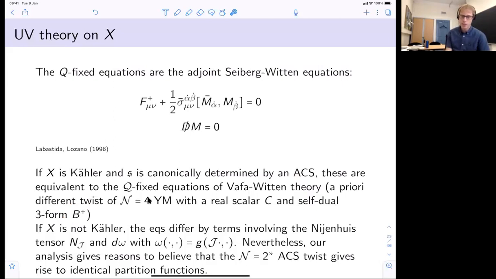If X is not Kähler, then one can relate the equations or compare the differences, and one finds that the difference is written in terms of the so-called Nijenhuis tensor and the exterior derivative of the 1-1 form associated to the metric, which is closed if X is Kähler. So then d omega is zero, but not necessarily otherwise. Nevertheless, as I will explain if we go on a little bit, our analysis gives reasons to believe that the N=2* ACS twist actually gives rise to identical partition functions to the Vafa-Witten theory. So you would get the same series.